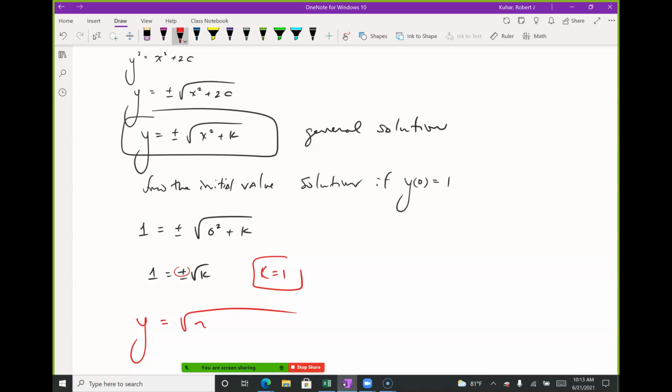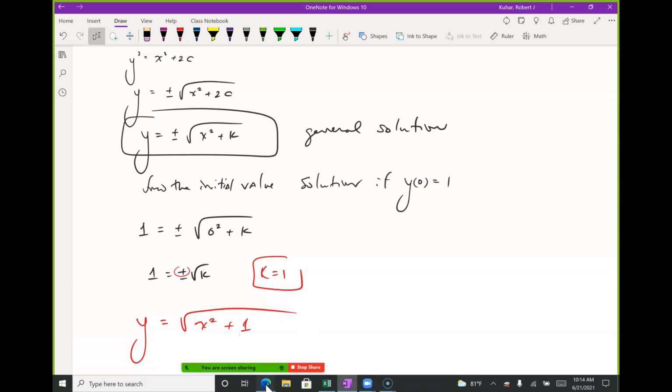So y equals the square root of x squared plus 1. Do I need the plus or minus? No. That plus or minus got me to k, remember, this was the general family of solutions. I'm trying to figure out the initial value solution. Once I get to k, I no longer need the plus or minus.